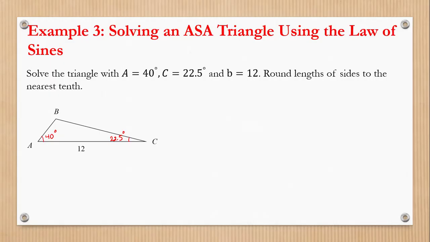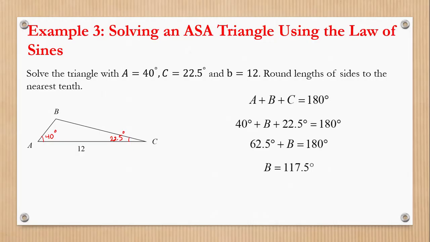So when two angles are given to you, for sure, you can find the third angle as a first step, because 40 degrees plus 22.5 degrees plus angle B must be equal to 180, and that helps you to find angle B. And angle B must be 117.5 degrees. Now you have all three angles. Now it's time to find all three sides. One side is given to us, which is side B. We want to find side A and side C. How do we do that? By using the law of sine.